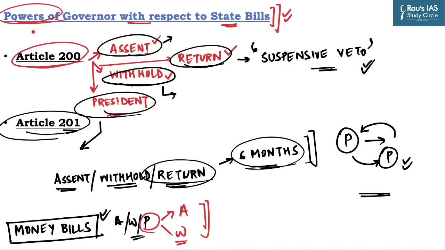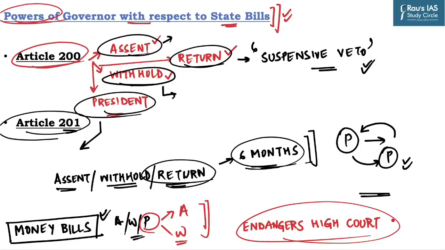How many of you are aware that there is one situation in which it is obligatory on governor to reserve the bill for the consideration of president? You can write your response in the comment section. And that particular situation is when the bill passed by state legislature endangers the position of state high court. Then it becomes obligatory on governor to reserve the bill for president. So we have discussed the powers of governor with respect to the state bills.